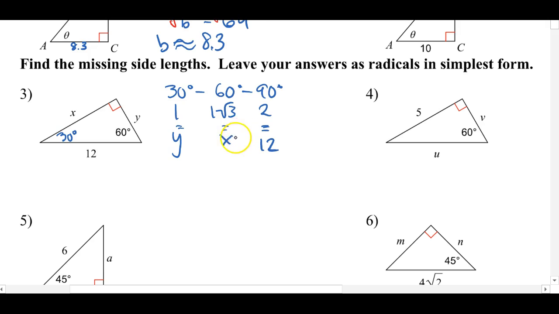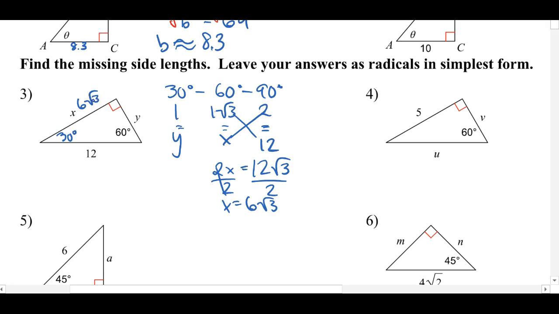So we'll do one problem at a time. Remember, you set this ratio up, and then you cross multiply. So 2 times x equals 12 times rad 3. I'll divide both sides by 2 to get rid of that 2. And x equals 12 divided by 2, which is 6 rad 3. So that's our x.